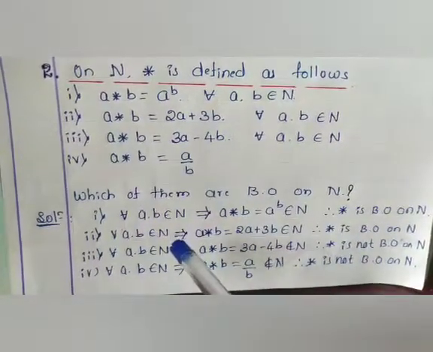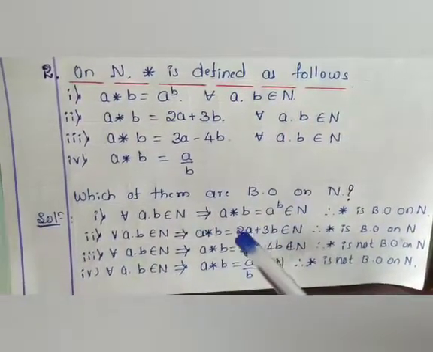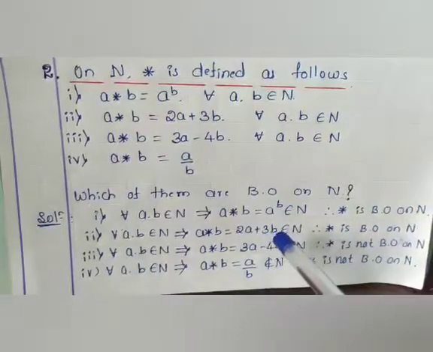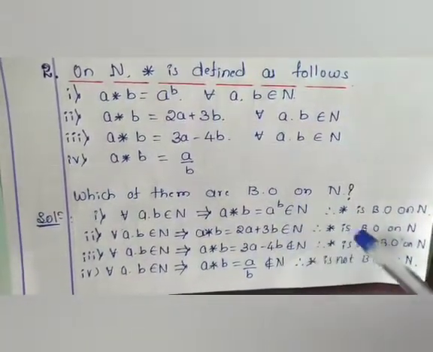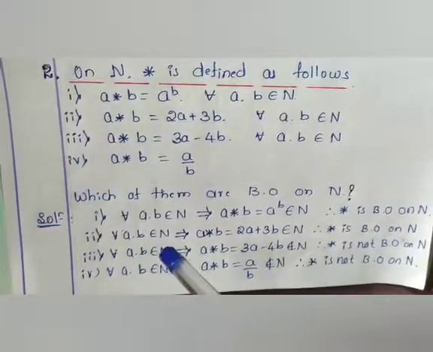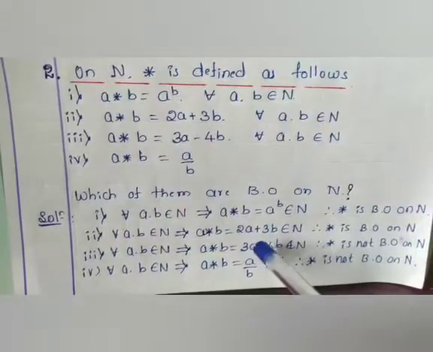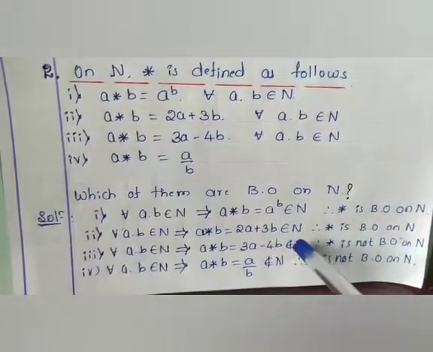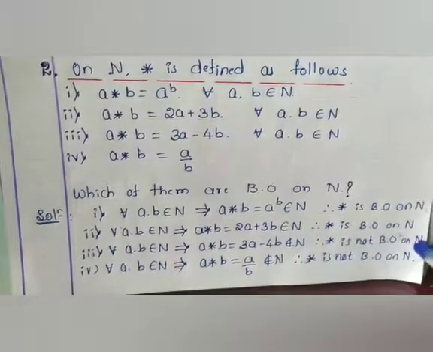Similarly, for every a, b belongs to N, a star b is 2a plus 3b. Multiplying 2 to a and 3 to b and adding, again we get a natural number. Therefore, star is a binary operation on N. Whenever a star b equals 3a minus 4b is taken, minus is there. A negative number does not belong to the natural numbers. Therefore, star is not a binary operation on N in this case.